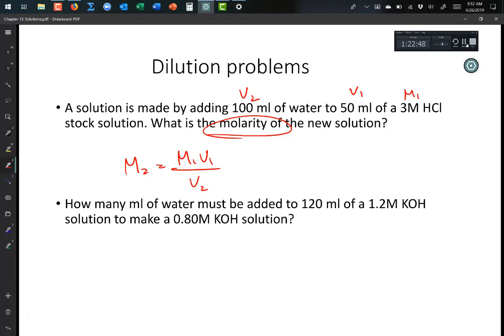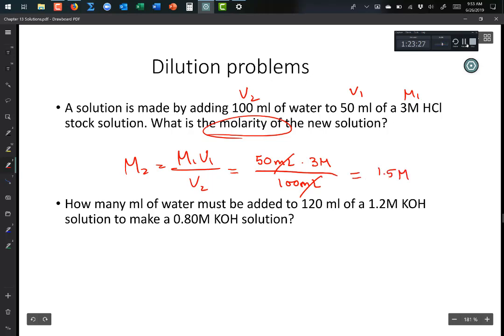Okay. So this is what I'm going to tell you. And I don't know what you were taught before. I'm going to write this out and show this to you so you can see it. So I'm going to go 50 milliliters times 3 molar divided by 100 milliliters, right? You notice the milliliters will cancel out. So a lot of times people will tell you, convert it to liters first. You don't have to. As long as the units are the same, they'll cancel out. So we avoid lots of problems. This becomes 1.5 molar. So as long as the units cancel, you're good. But if they don't cancel, just convert to liters, and then you're good. Okay?